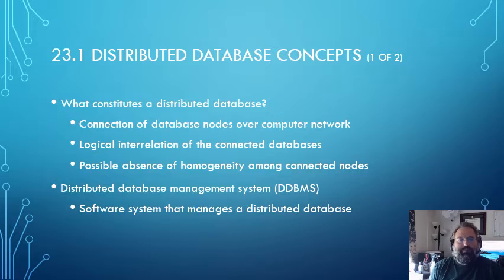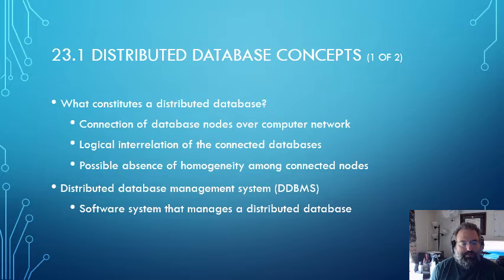Our first discussion of distributed database concepts. So what constitutes a distributed database? It's a connection of database nodes over a network of some sort, so they're not centrally located on a single computer. There's a logical interrelation of the connected databases, so they have something to do with each other. They're not just standalone and happen to be on the same network.